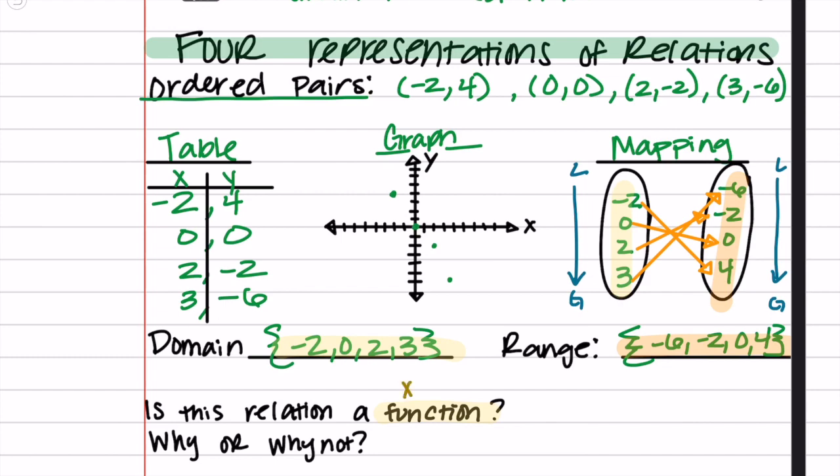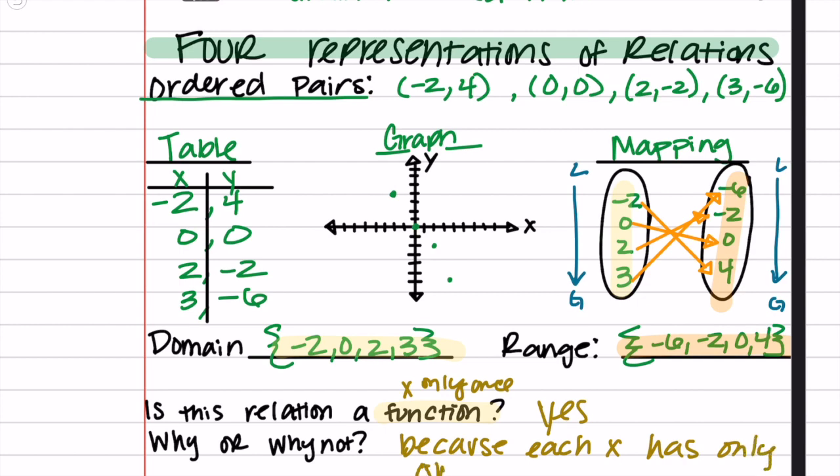Now, is this relation a function? That means that your X has only been used once for each of them. Yes, this is a function because we can look at our table, we can look at our ordered pair, but look at your mapping also. Your mapping, each of those people is only voting once, and that's a great way to think about it. You can't vote for two people at the same time. Good luck.